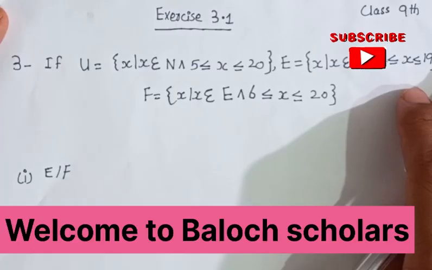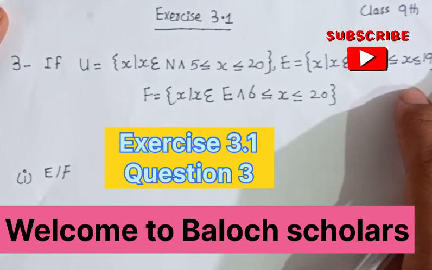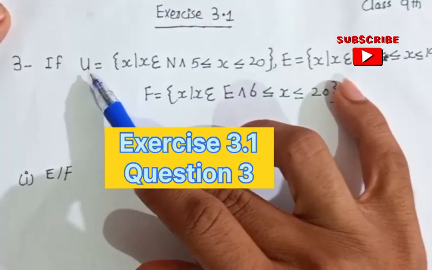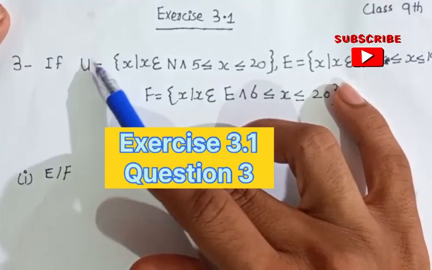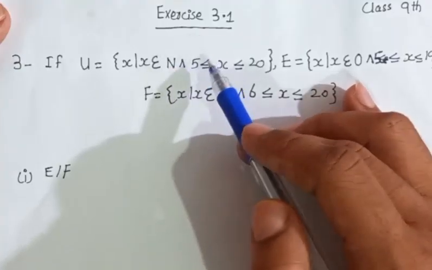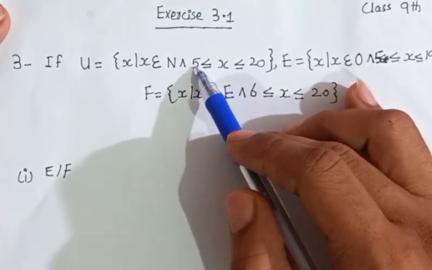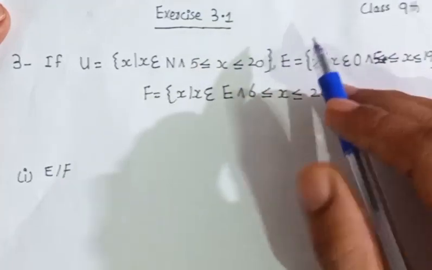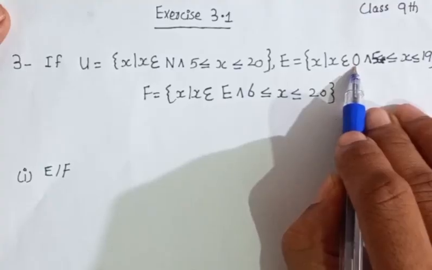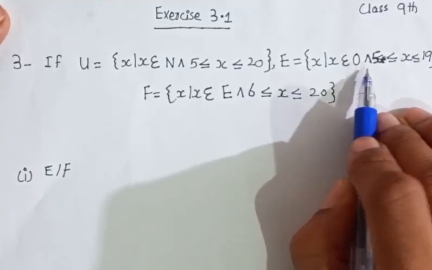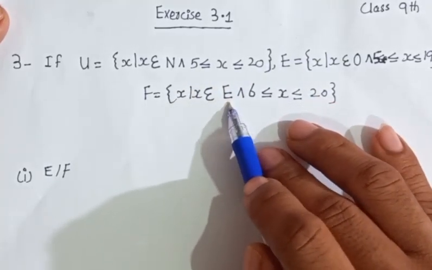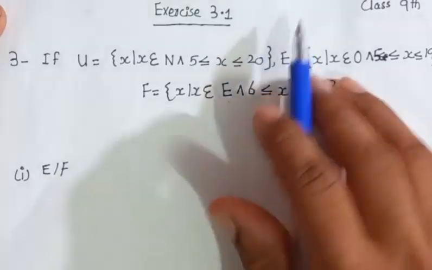Today I am starting question number 3 of exercise 3.1, chapter number 3, sets and functions. Question number 3: if U, the universal set, is equal to {x | x belongs to N, the natural numbers, 5 to 20}. The other set is E, equal to {x | x belongs to O, the odd numbers, 5 to 19}, and F is equal to {x | x belongs to E, the even numbers}.